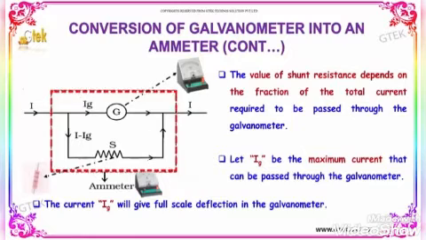The value of shunt resistance depends on the fraction of the total current required to be passed through the galvanometer. Let Ig be the maximum current that can be passed through the galvanometer. The current Ig will give full scale deflection in the galvanometer.